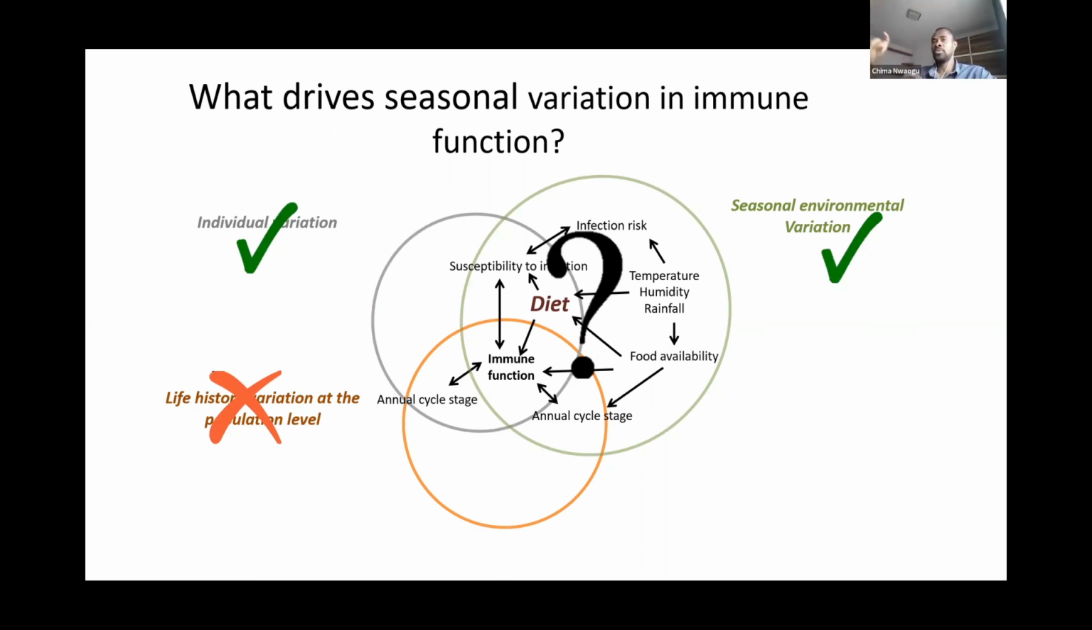Individuals actually responded according to their circumstances, but the environment actually played an important role, some kind of what we might call even an overriding influence on the annual cycle stages.